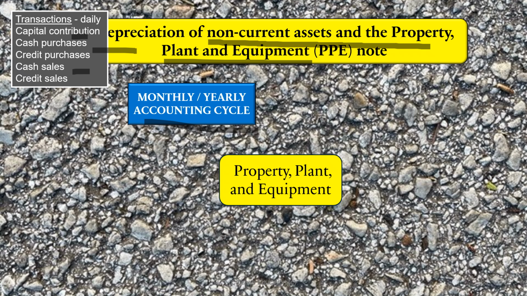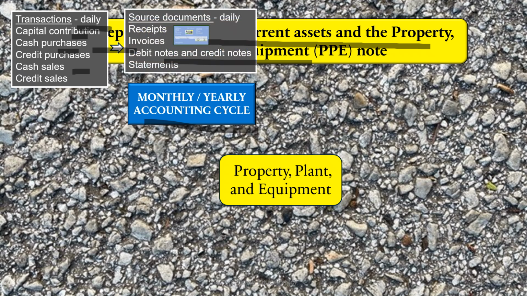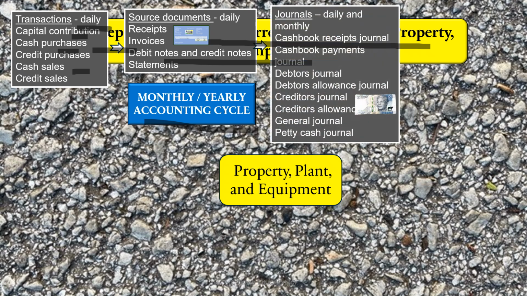So capital contribution, you would have covered this all before we get to year end. This is what happens on a daily and a monthly basis in bookkeeping or accounting. All these transactions would have been recorded on source documents, and the source documents would have been used to record the information in journals.